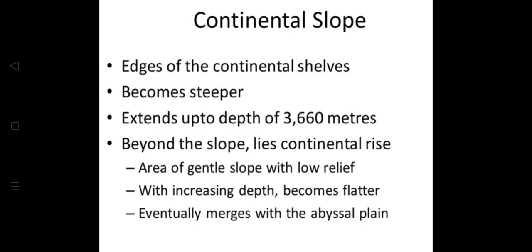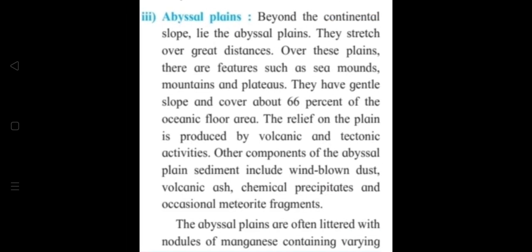Now we move on to abyssal plains. As I told you all, it covers 66% of the oceanic floor. It stretches over great distances. Here you can see seamounts, mountains and plateaus. They have a gentle slope. The relief of the plain is produced by volcanic and tectonic activities. It includes wind-blown dust, plain sediment, volcanic ash, and chemical precipitates. They are littered with manganese nodules.